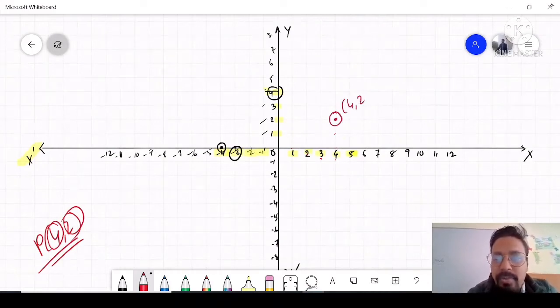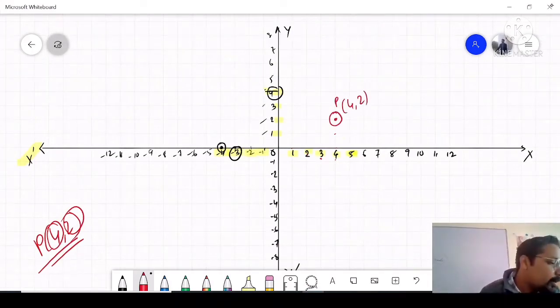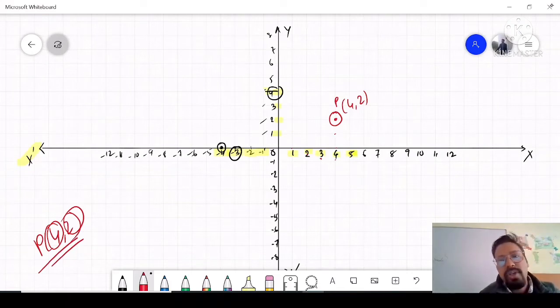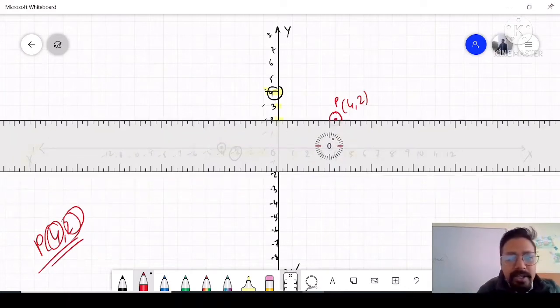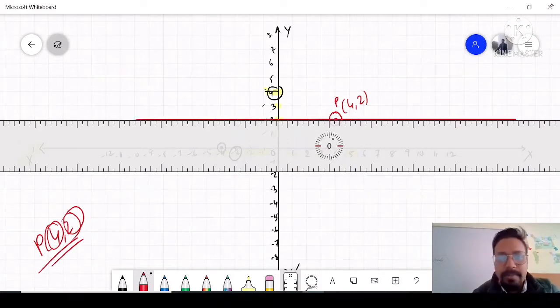This is (4, 2) and this is P. Now draw the lines through P parallel to the coordinate axis. So we have to draw 2 lines parallel to the axis, one parallel to the x-axis and one parallel to the y-axis, but it has to pass through P. So let us draw the line which passes through P.